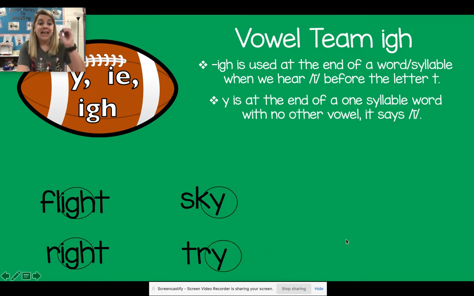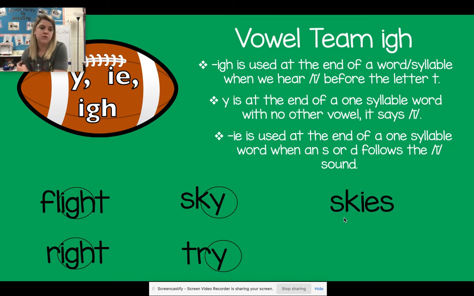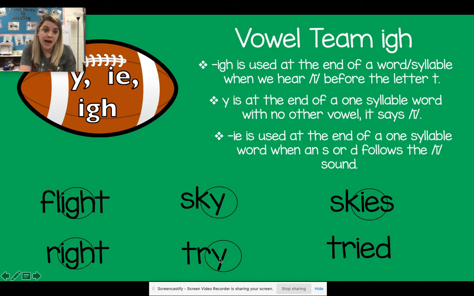Very good. Now, remember, we also said we use IE when the word used to have a Y at the end, but we've made it either be in the past tense or there's more than one of something. So like sky, what if the word is skies, which means more than one sky? Well, it used to have a Y, but when we add that S, we had to make it IE. Or try, when it happened in the past, like tried. It used to have this Y on it, but we had to change it to IE to add the D, okay? So IGH says I, Y says I, IE says I.